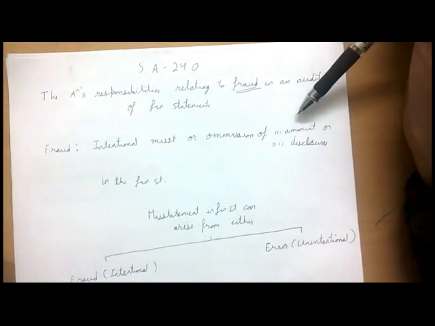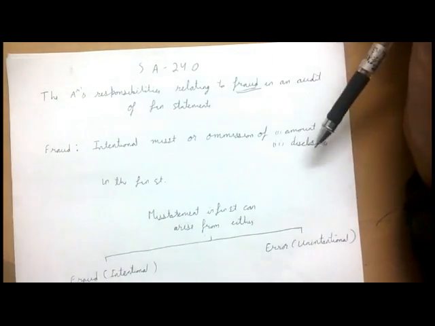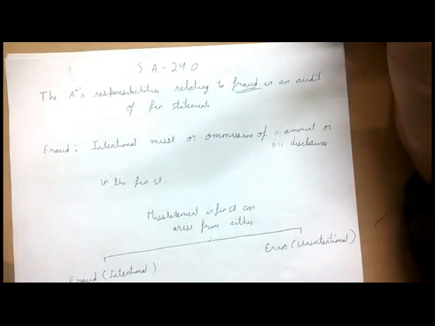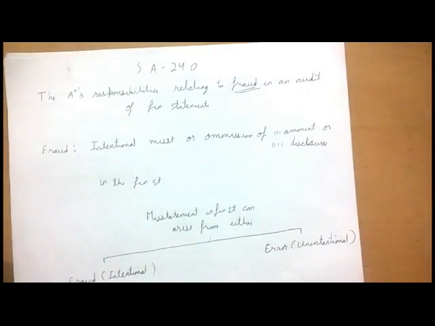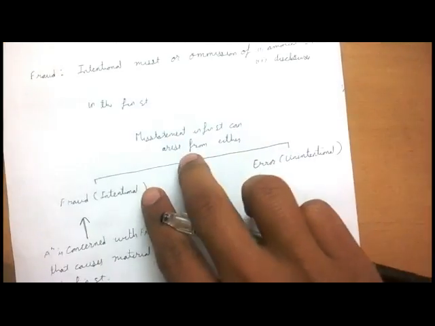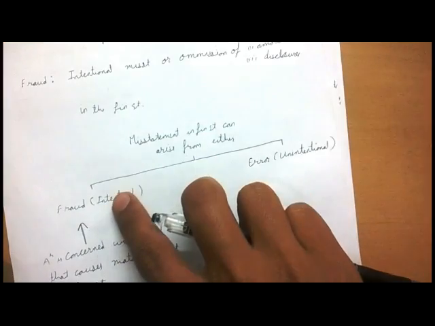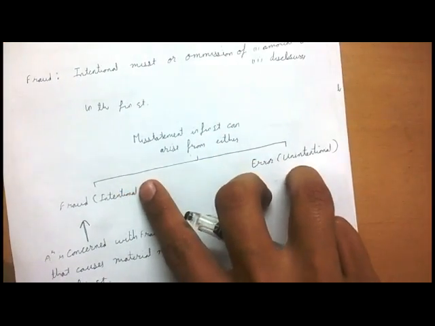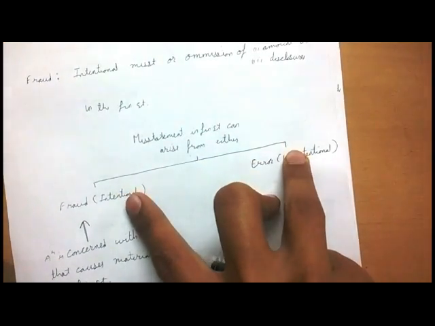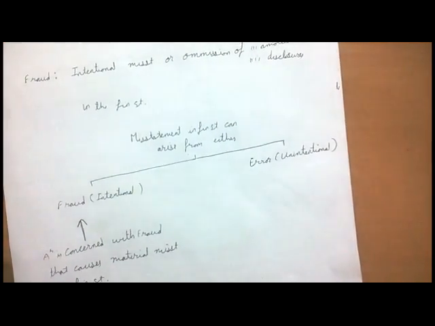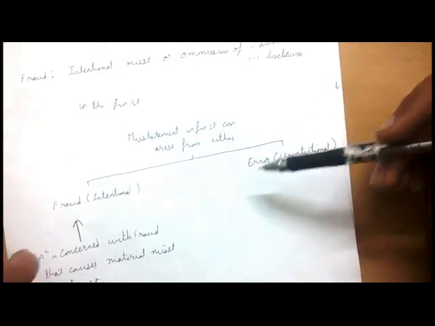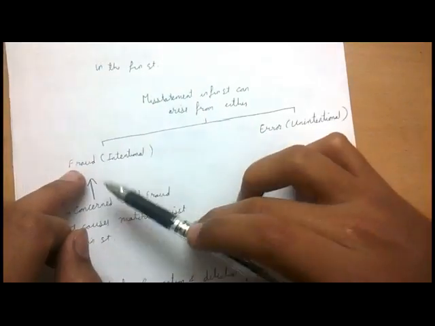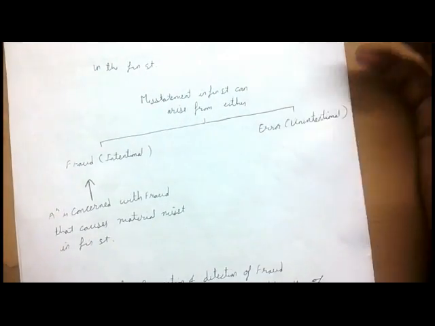It can be a misstatement of amount or omission of amount, or it can be of disclosures in the financial statements. Obviously, it has to be in the financial statements. So misstatement in the financial statements can arise from either fraud, which is intentional, or error, which is unintentional. This is the basic difference between fraud and an error. Misstatement arises from these two things, right? But the auditor is concerned just with fraud, because errors are unintentional.